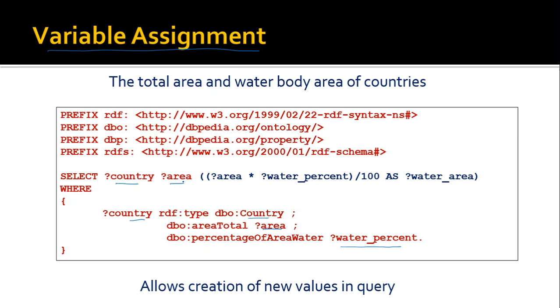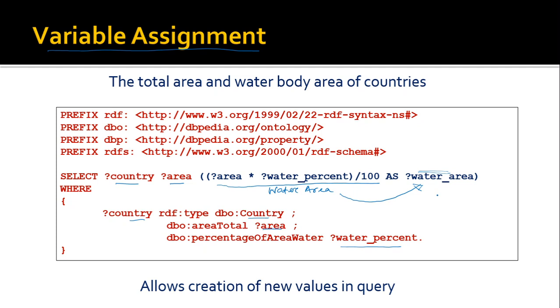Now, as output, what do we want? The country, the area, and here we are trying to compute the total water area out of the water percentage, right? So we multiply the area by the water percentage, and we assign this total water area for that country to the water area variable. This is the variable we have invented to store this total water area value. With variable assignment, we are allowing the creation of new values while we are executing the query. This value did not exist earlier; we are inventing it now. This water percent is a value we can get directly from the triples, but this water area is a variable whose values we are creating.